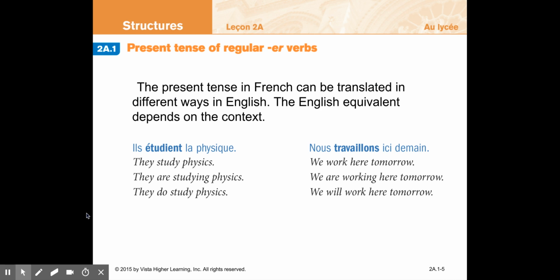Or it could be "they do study physics," like someone asked, "Don't they study physics?" And it's like, yeah, they do study physics. Same thing about "nous travaillons ici." We work here. "Nous travaillons ici demain." We work here tomorrow. We are working here tomorrow. It could even possibly be "we will work here tomorrow."